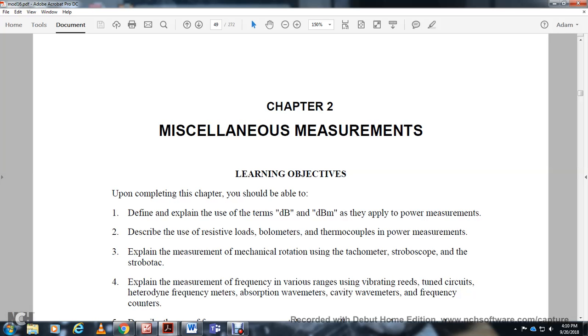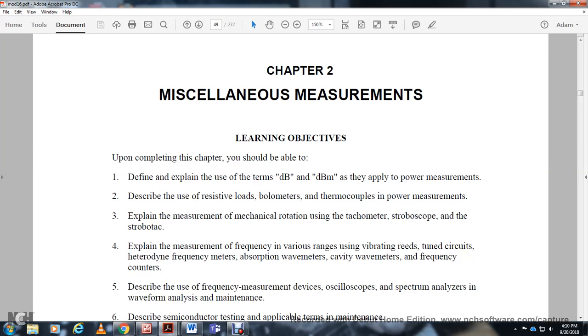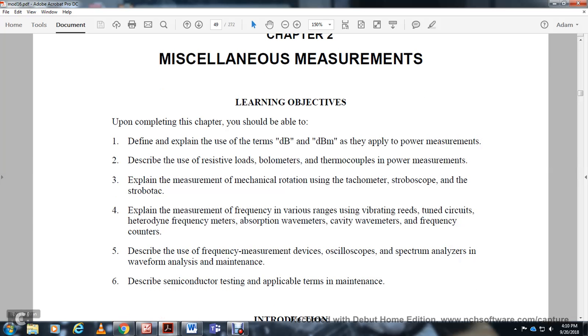Explain the measurement of frequency in various ranges, using the tuning circle, the heterodyne, the frequency meter, the absorption wave meter, the cavity wave meter, and the frequency counter. Describe the use of the frequency meter, the oscillator, the spectrum analyzer, and waveform analysis methods. Describe semiconductor testing.